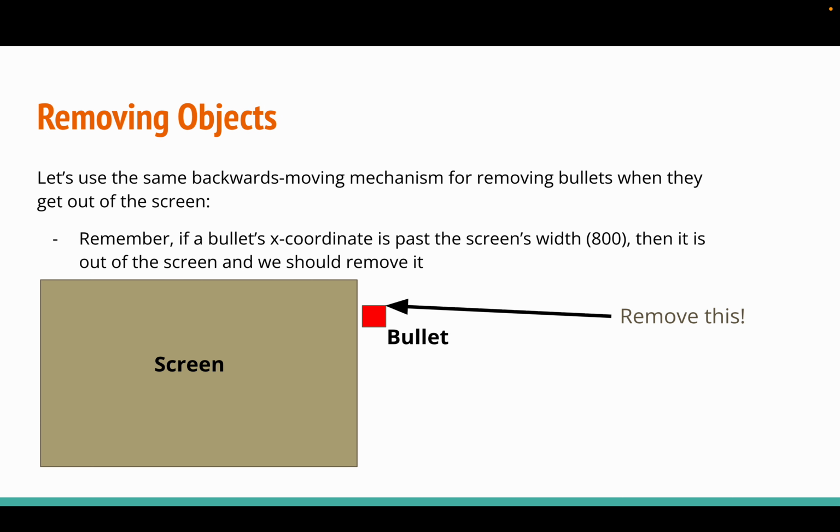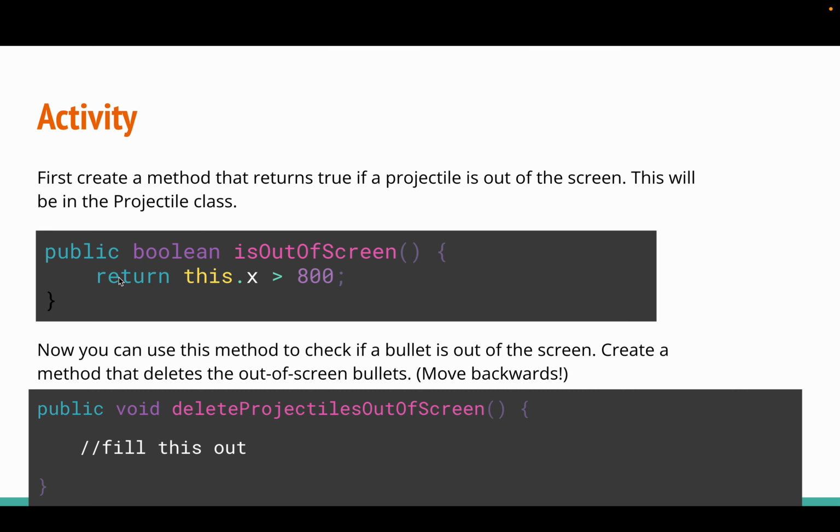Now let's talk about removing items using the same backwards moving mechanism for removing bullets when they get out of the screen. So remember, if a bullet's x-coordinate is past the screen's width, which is 800, then it is out of screen and we should remove it. So let's first create a method that returns true if a projectile is outside the screen. This will be in the projectile class. So here we'll have public boolean isOutOfScreen and return this.x is greater than 800.